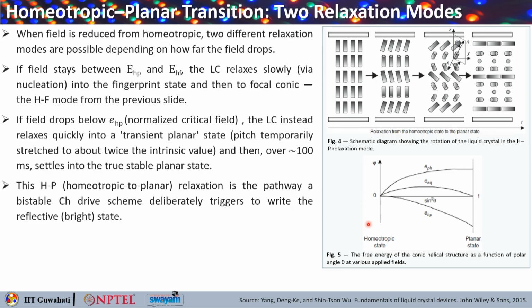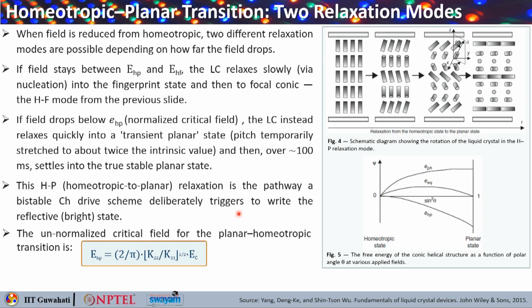These are basically the free energy of the conic helical structure, shown as a function of the polar angle theta at various applied fields. This homeotropic to planar relaxation is the pathway that a bistable cholesteric drive scheme deliberately triggers to write the reflective, that is the bright state. The unnormalized critical field for this planar to homeotropic transition, that is this EHP, is 2π times the square root of K22 by K33 times EC.